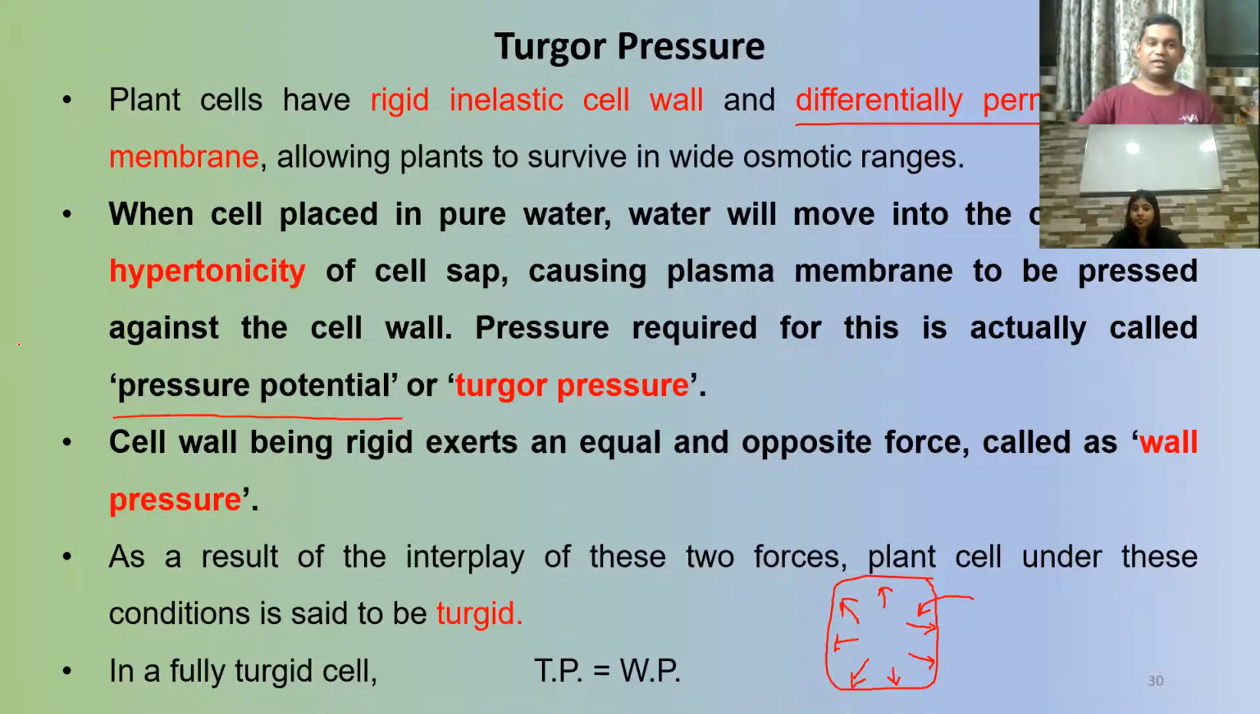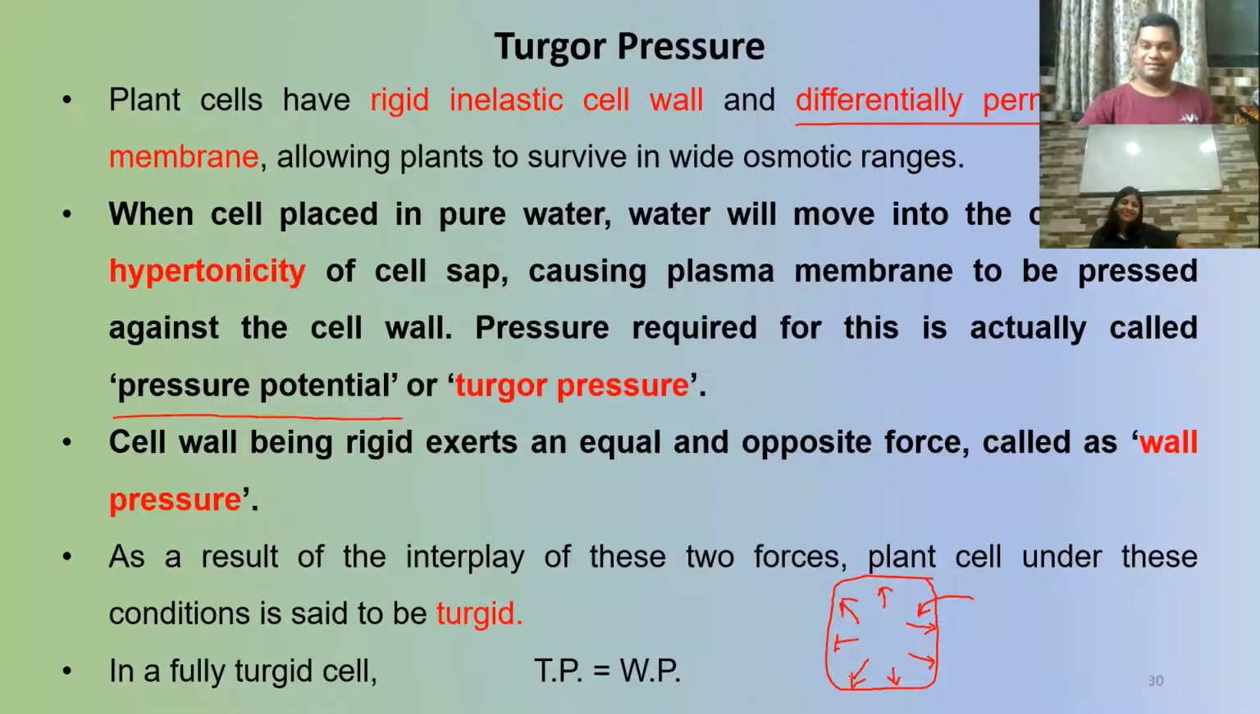So you understood the concept of turgor pressure now? Yes, understood. Osmosis takes place and the contents of the cell are exerting a pressure on the plasma membrane. The plasma membrane actually presses against the cell wall. In that condition, that turgor pressure is the one because of which the cell becomes very stiff and erect.